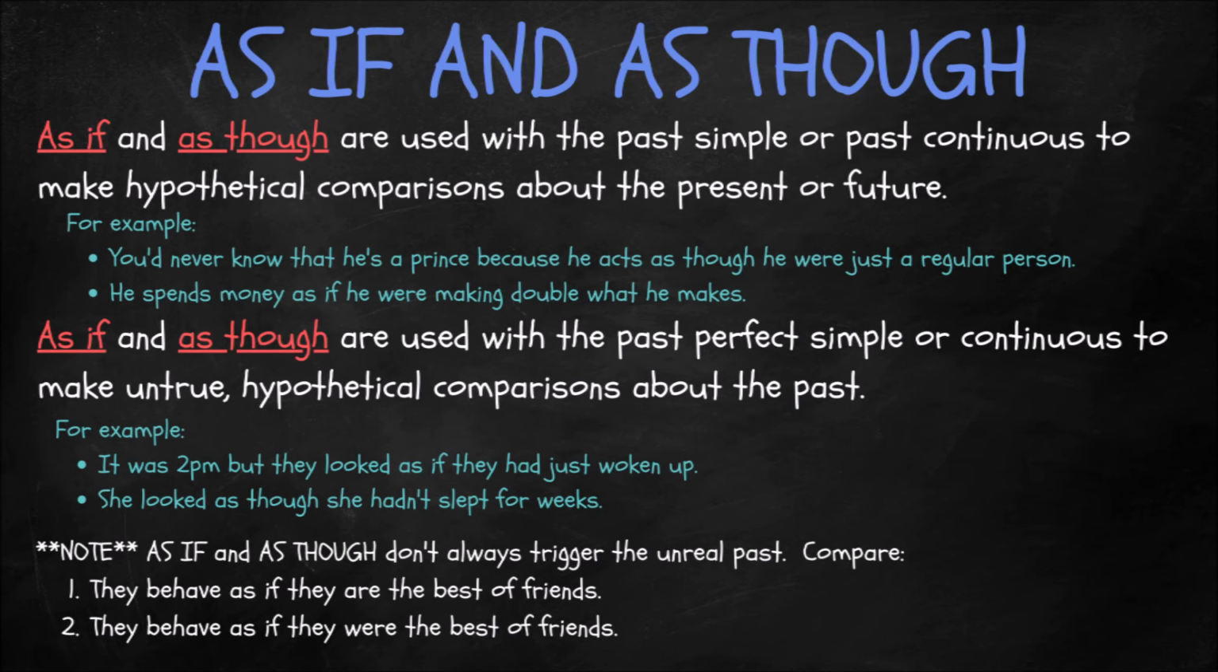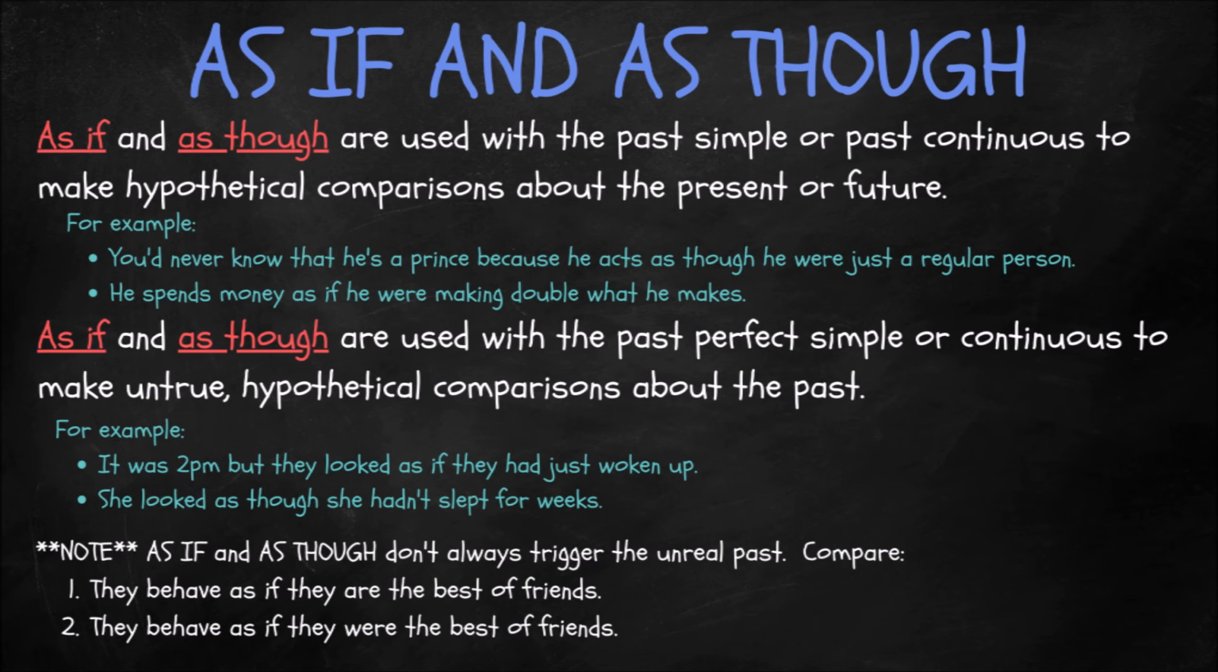As if and as though are used with the past perfect simple or continuous to make untrue hypothetical comparisons about the past. For example, it was 2 p.m., but they looked as if they had just woken up. So it's unlikely at 2 p.m. that they had just woken up. She looked as though she hadn't slept for weeks. So as if and as though don't always trigger the unreal past, only when we're making hypothetical comparisons. If we know something to be true or likely, then we use the real tense. So the present tense for present meaning and the past simple for regular past meaning.